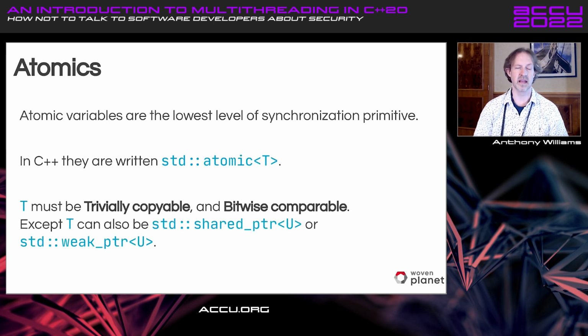Okay. The exception to being trivially copyable is it could be a shared pointer or a weak pointer. Those are sufficiently useful that there's specializations for them. Timo did a talk about the implementation of those earlier in the week. So if you care about using those, then watch the recording of his talk.